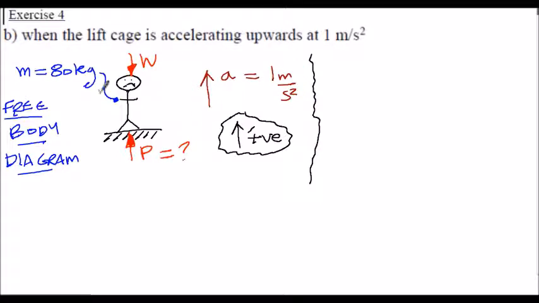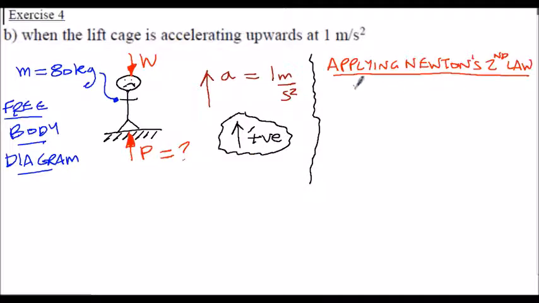We've still got my weight force acting down and my reaction force acting up, but this time we've got the acceleration in the system, which is upwards at 1 meter per second squared. So I'm going to say that positive in this case is upwards because that's the direction of the acceleration. So applying Newton's second law, summation of all the forces is equal to mass times acceleration. Looking at the forces on my free body diagram, upwards I've got P, so it's P minus, downwards I've got W, and that's equal to the mass times acceleration.